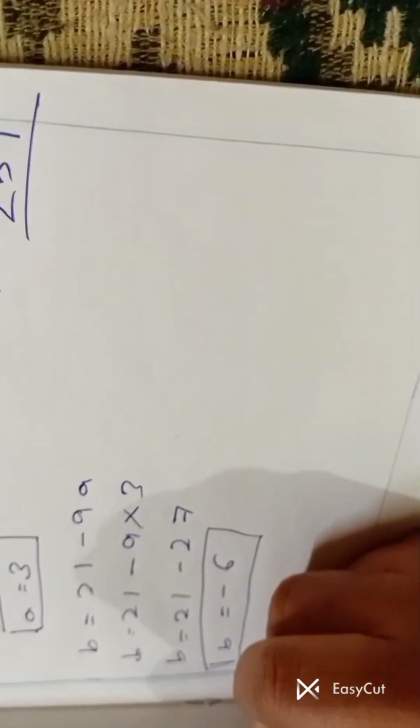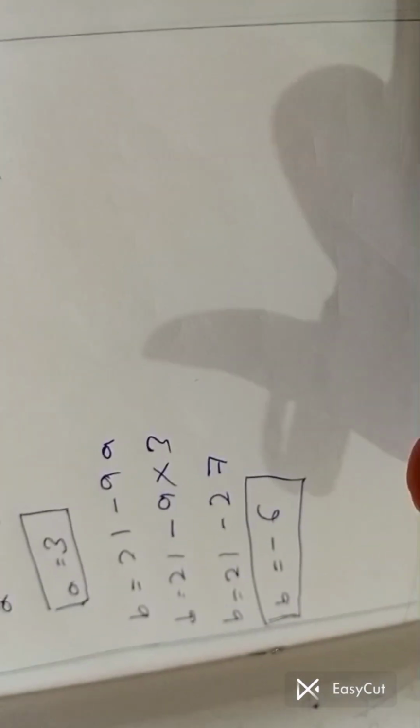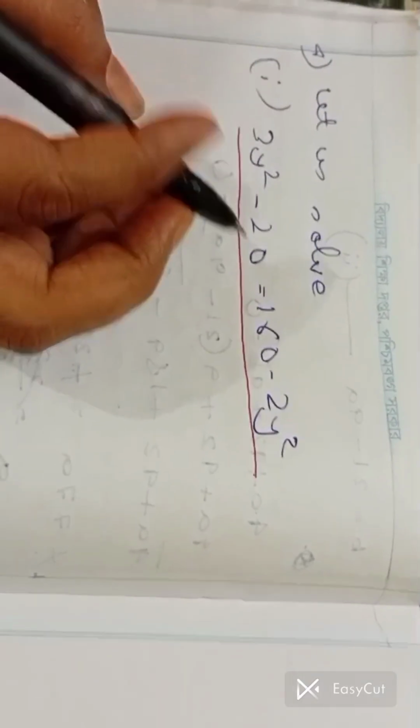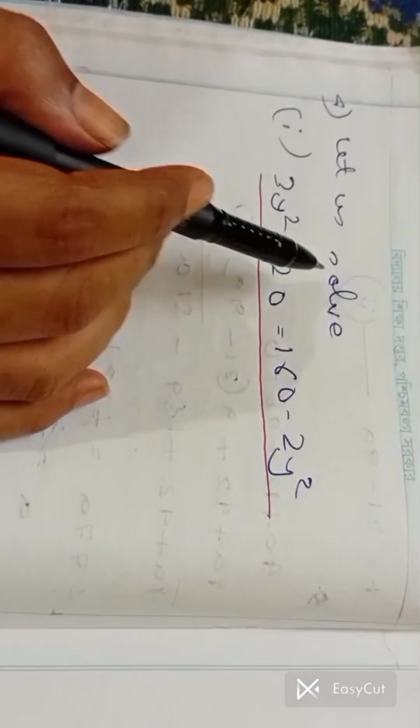And previously we calculated a equals 3 and b equals minus 6. These are the values of a and b for the given quadratic equation. Thank you, friends. We come down to question 4, which says we need to solve the equation.